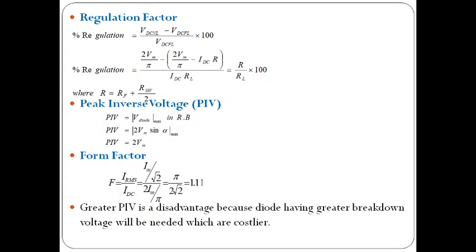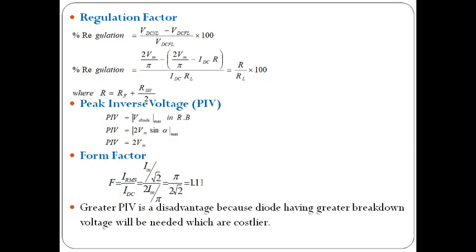Next, peak inverse voltage. It is the maximum voltage drop across the diode when it is in reverse bias. So we know the peak inverse voltage equals V diode maximum. We already know V diode equals 2Vm sin alpha. The maximum occurs when alpha equals 90 degrees. Then the peak inverse voltage is 2Vm. Beyond 2Vm of voltage, the diode will enter into the breakdown region.